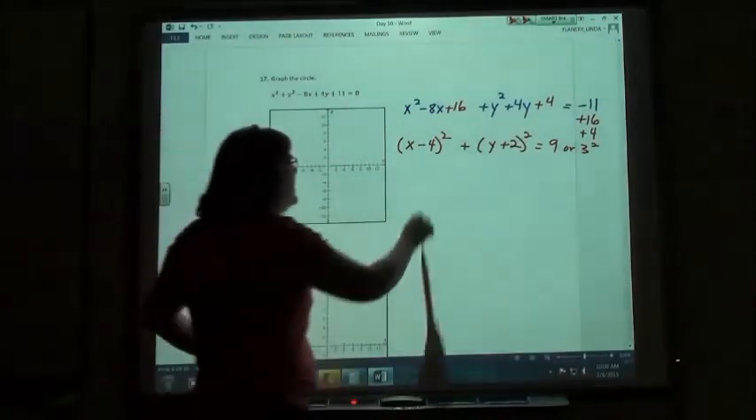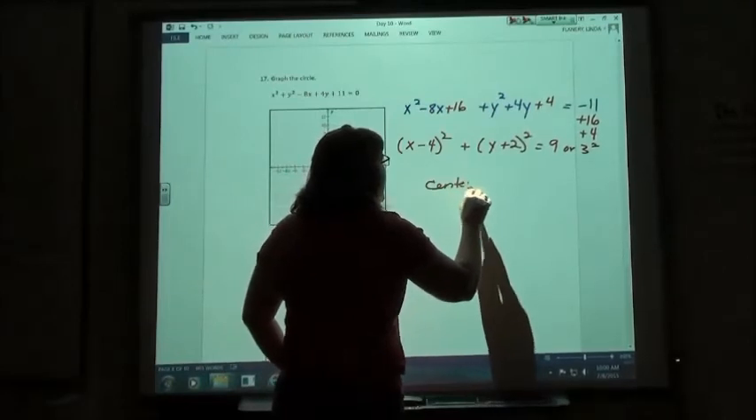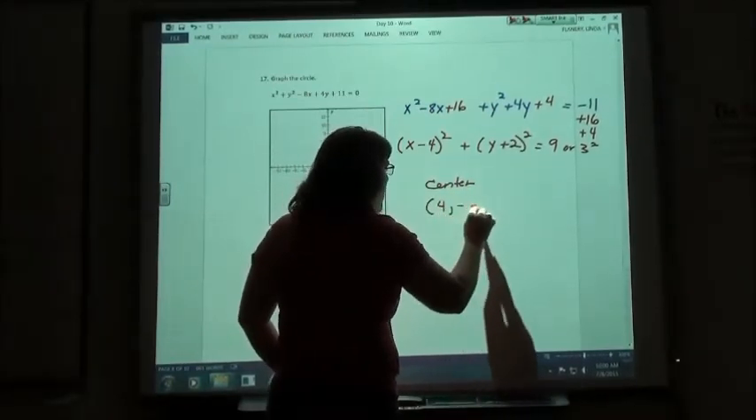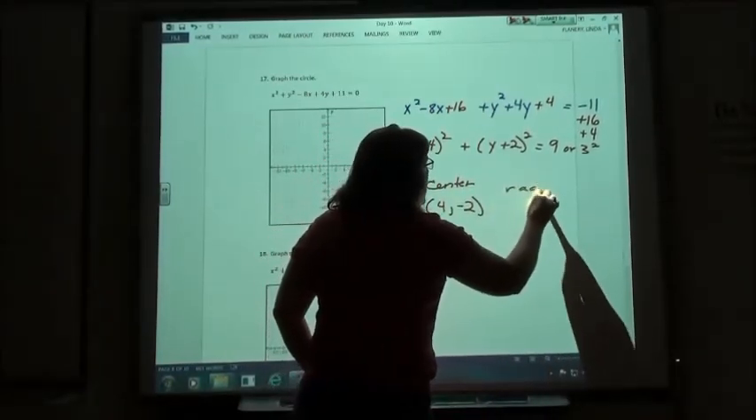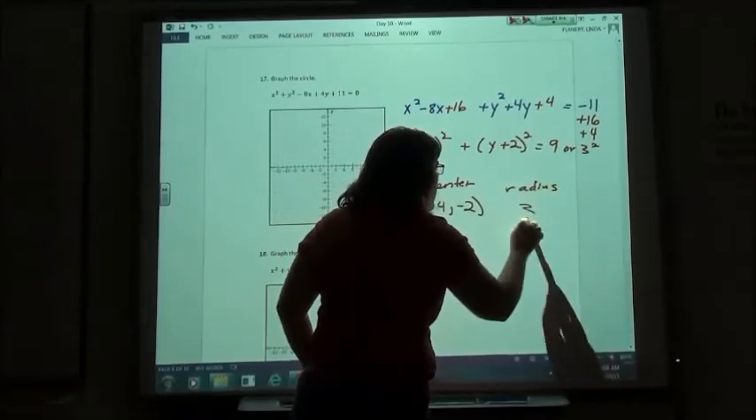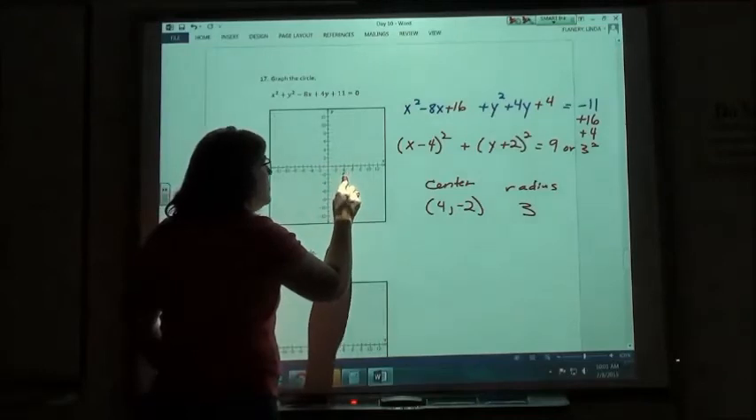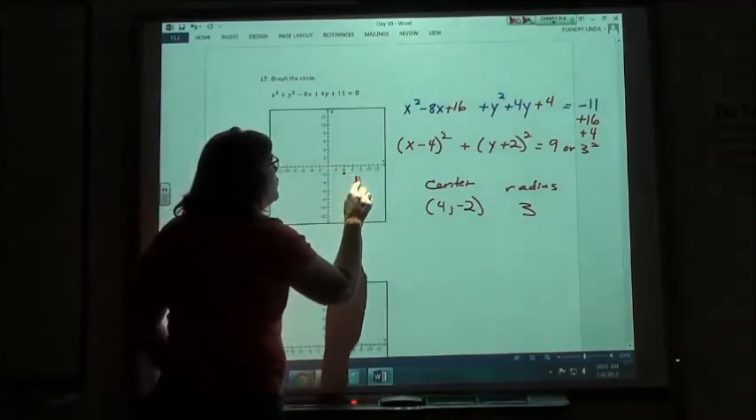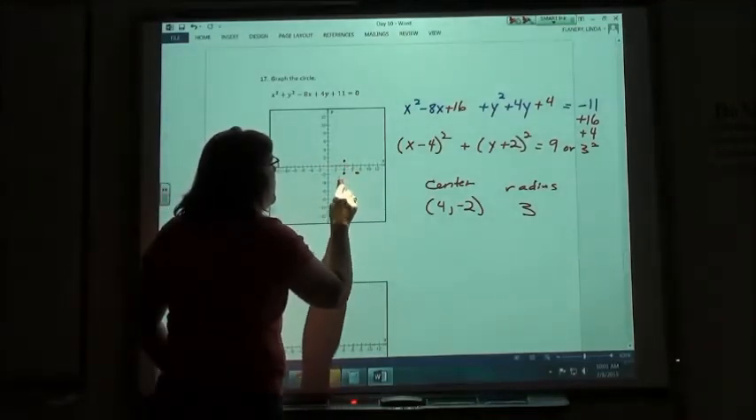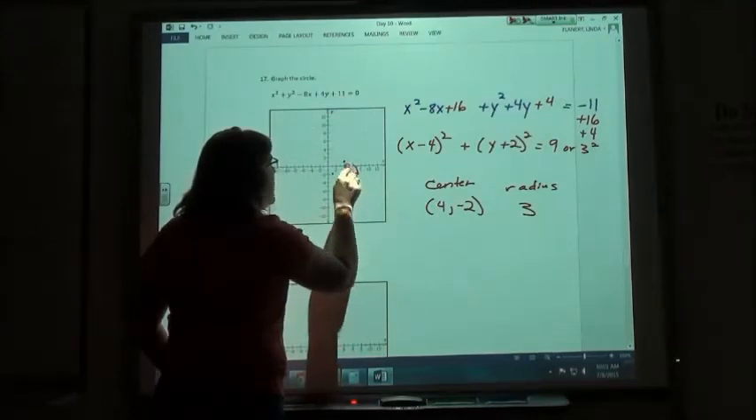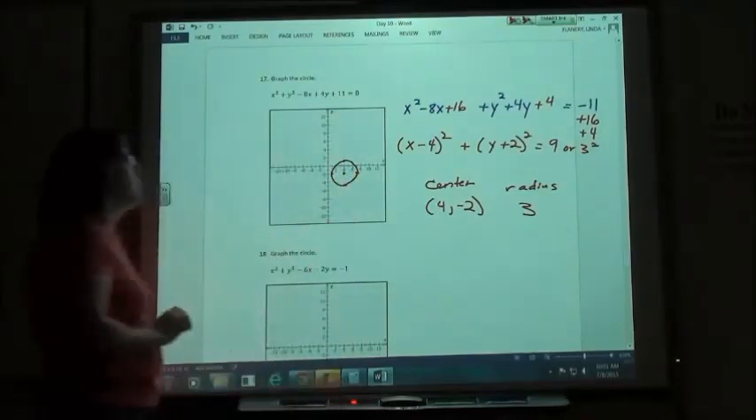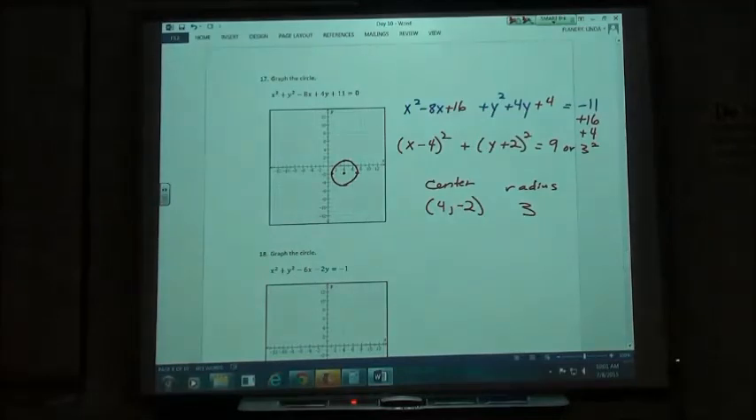So this time my center is going to be at positive 4, negative 2. My radius is 3. So 4, negative 2 is my center. 1, 2, 3 places over. Opens my circle in 3 places in all directions. And my circle looks something sort of like that.